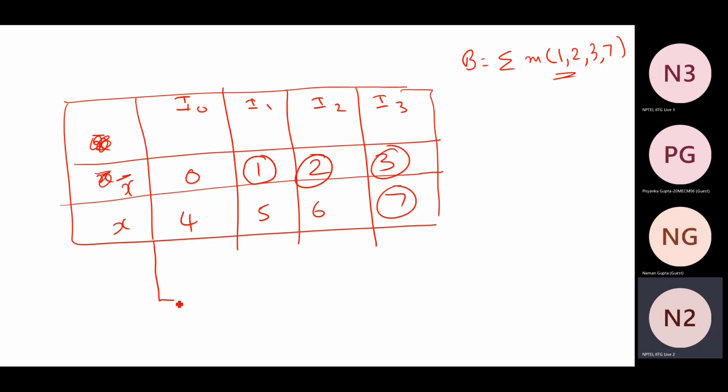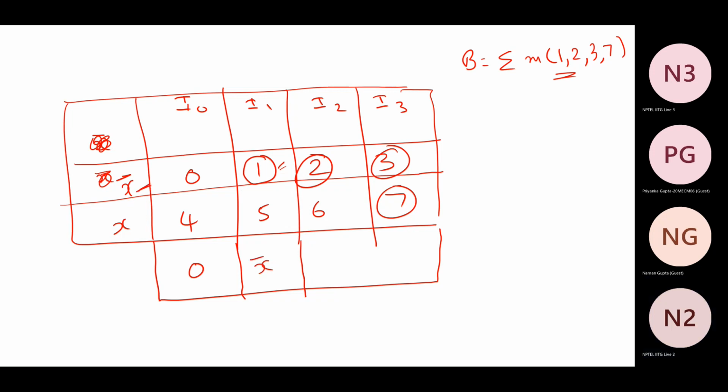Then the value of I0, I1, I2, I3 will be: if both are not encircled, then the value is 0. So I0 becomes 0. I1: the upper one is circled, and the upper one corresponds to X bar. So this is X bar. Here also the upper one is circled, X bar. Here both are circled, which means the value is 1.